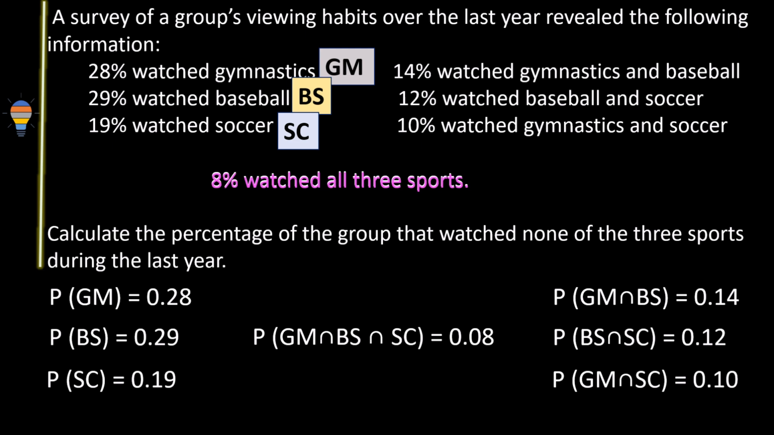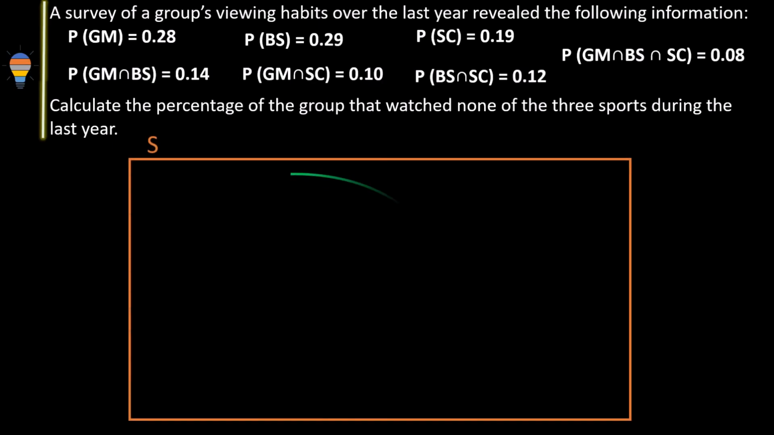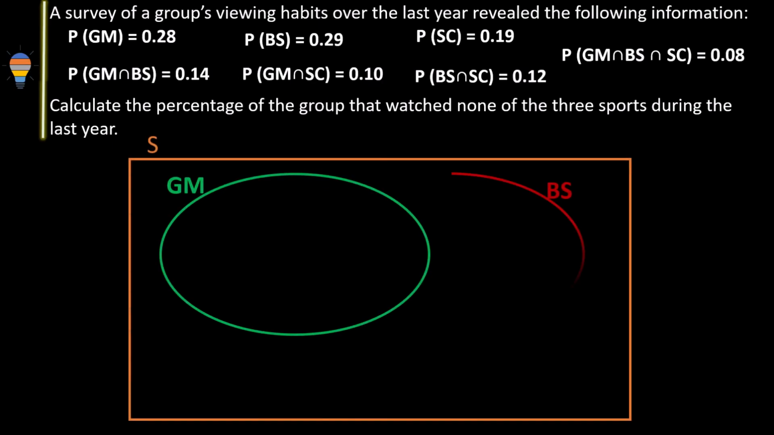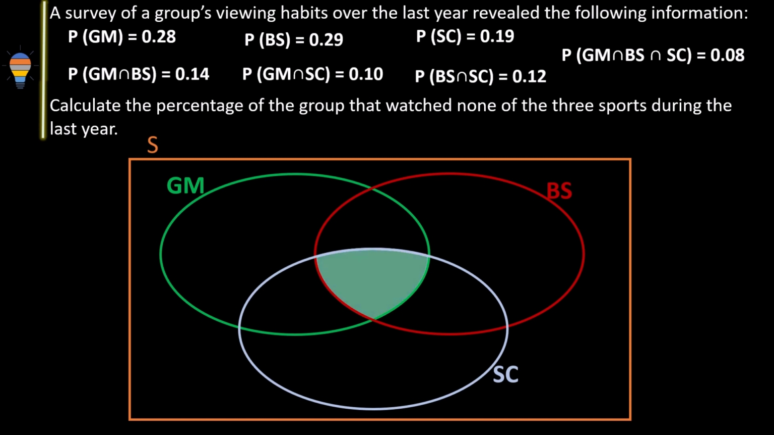I am going to explain this example using 2 methods. One is using the Venn diagram. Second one is using formulas. Right. First, using Venn diagram. Since there are 3 events, this is the Venn diagram for this example. First, we consider the common region. What is the probability of the common region? That is the probability of GM and BS and SC, which is 0.08.